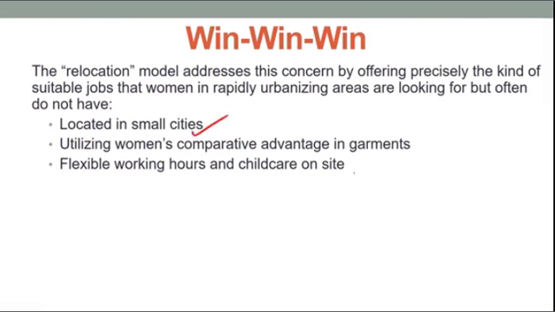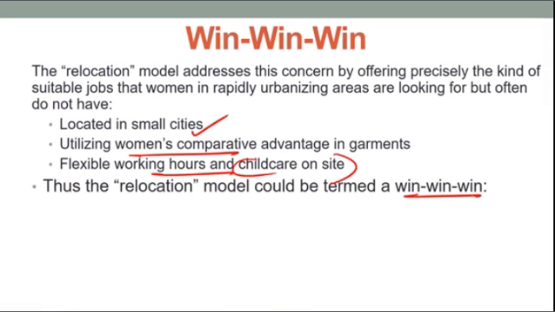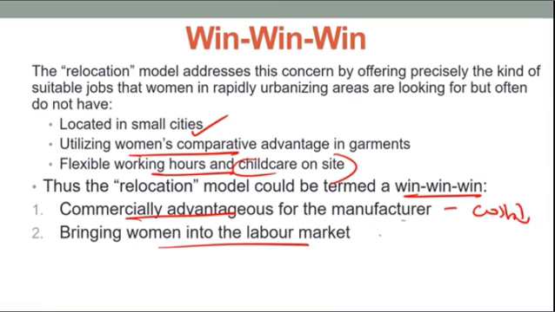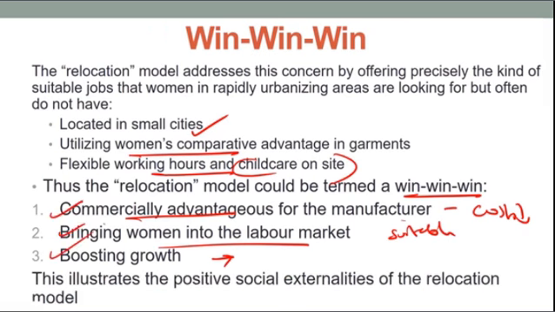It's located in smaller cities. It uses women's advantage, women's work, and it has flexible working hours. Even childcare on site is provided. More women start working there. So overall, a win-win-win situation comes. One, commercial advantages for the manufacturer. Why? Costs reduce. Second, women come into the labor force because suitable jobs come in, boosting growth. Why? Because of two reasons. New areas are getting growth and women are coming into the market. So a win-win-win situation for the economy. So the relocation model is something the Economic Survey is very excited about. We should also be excited about it.